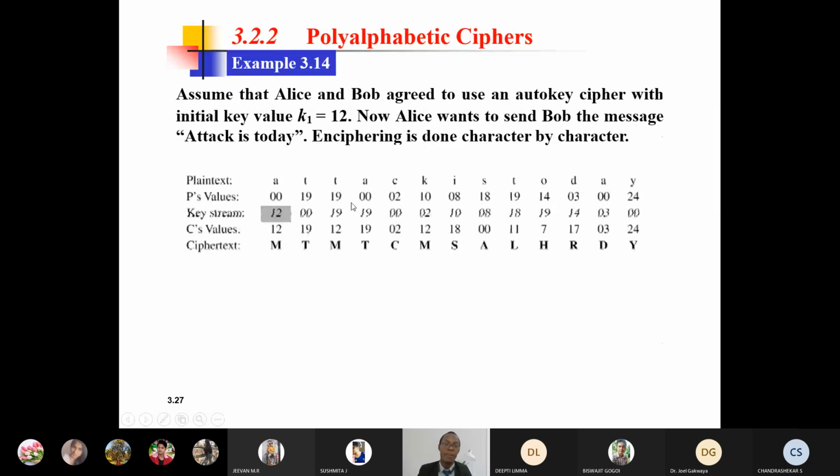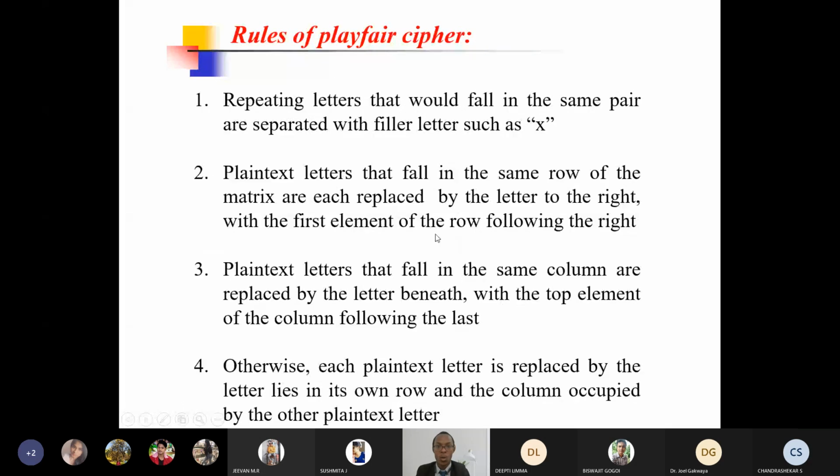So in this polyalphabetic cipher, we have a key. A key can be a fixed key, or a key can be any chosen letter. It depends on which method, which algorithm, you want to use.